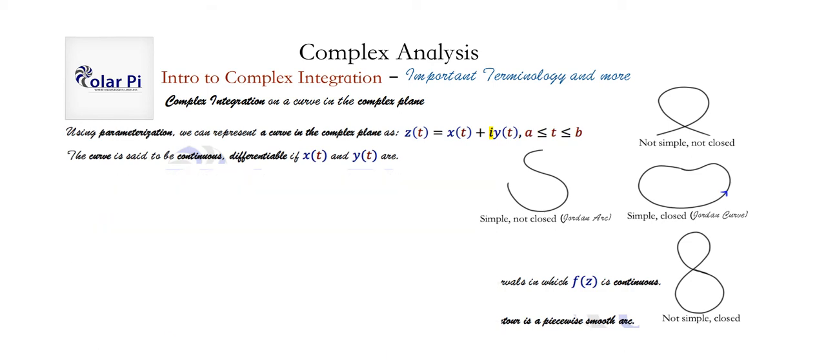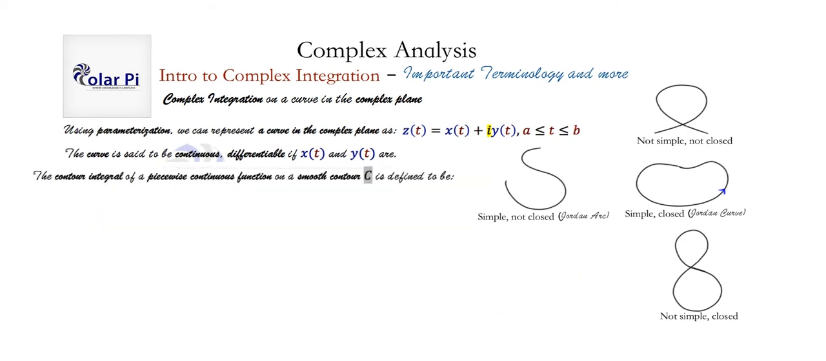The contour integral of a piecewise continuous function on a smooth contour C is defined to be the integral over the contour C of f of z dz, equaling the integral from a to b of f of z of t times z prime of t dt. Now, I use this equation to do a couple of complex integrals, and I'll link those videos below this video so that you can see it in action.